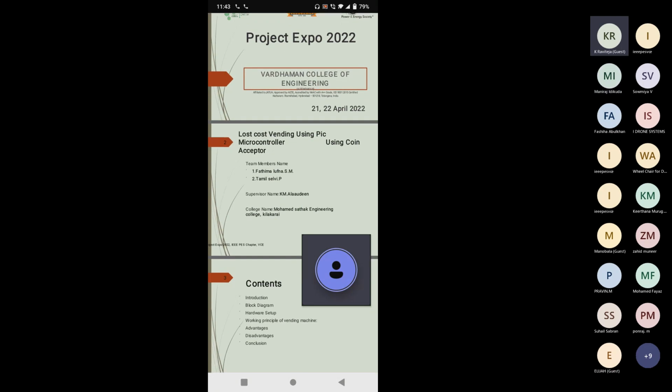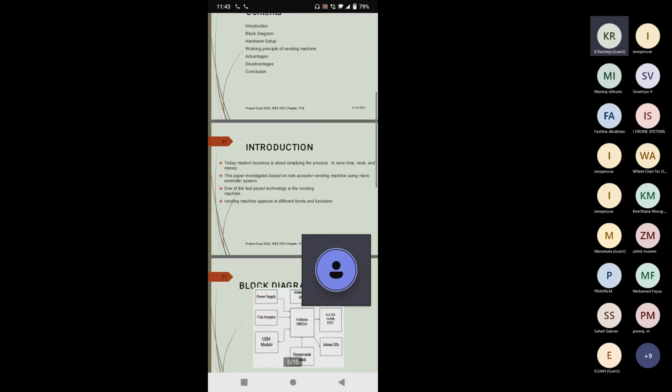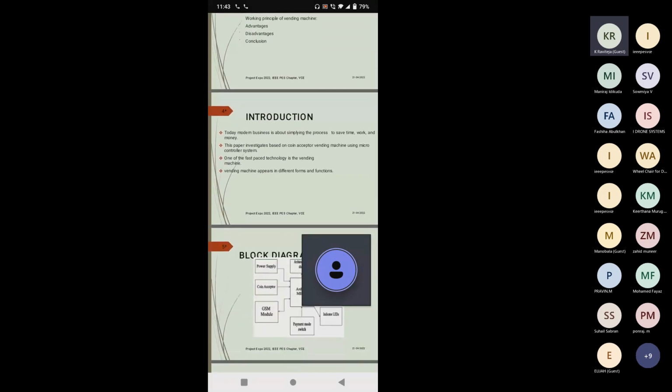Today I will deliver the presentation. The title of our project is Low Cost Vending using PIC microcontroller using coin acceptor. Let me introduce our project. Today, modern business is about simplifying the process to save time, work, and money. This paper investigates a coin acceptor vending machine using a microcontroller system. One of the fast-paced technologies is the vending machine. Vending machines appear in different forms and functions.